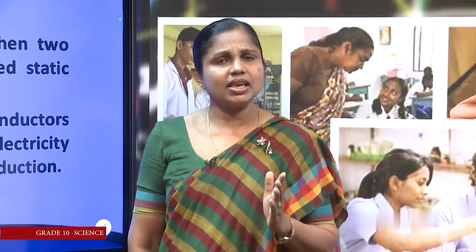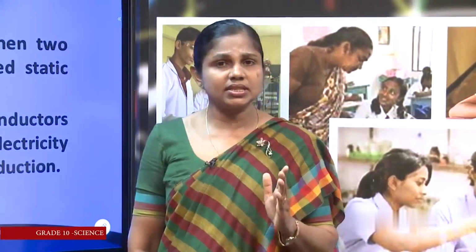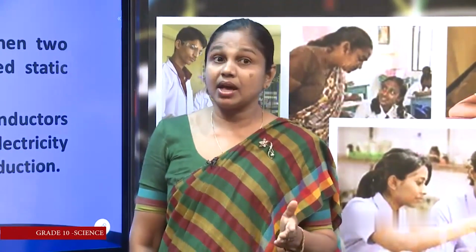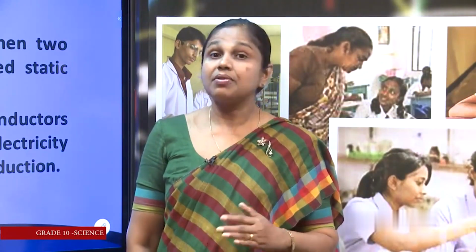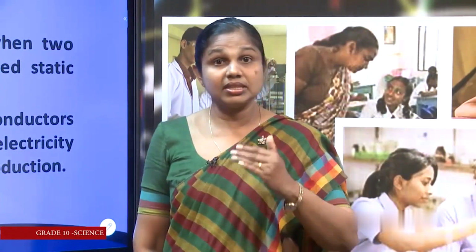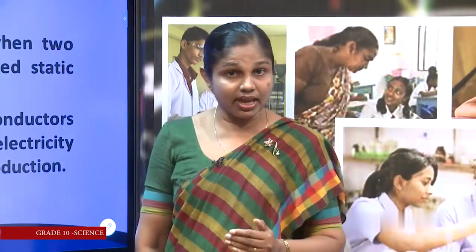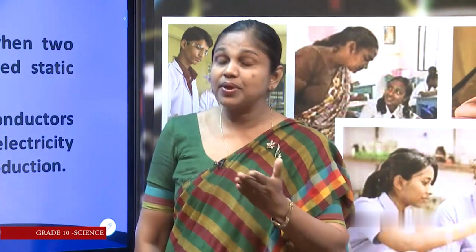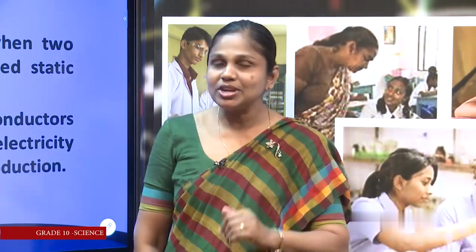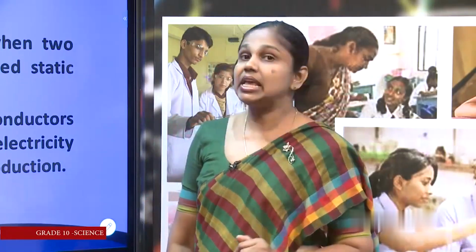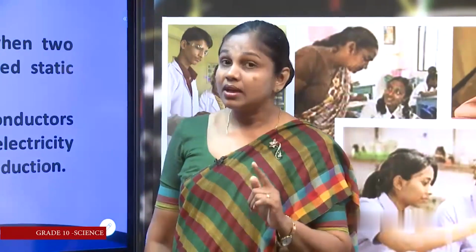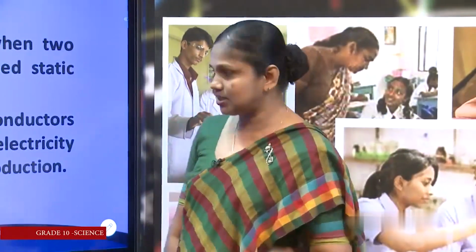Current electricity is the electricity that is generated in powerhouses like Victoria and Randenigala. There are hydropower stations in Sri Lanka. Right? When this electricity is produced there, it is given to the national grid, and through the national grid we receive that electricity for our consumption. Today we are going to learn about current electricity. That is the kind of electricity that can be conducted through conductors.